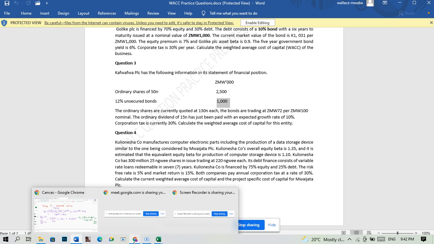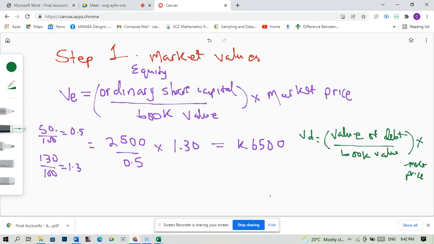So we're going to substitute in our equation here. So we're going to say VD equals, so the value of debt is 1,000. Okay, then the book value of the debt is 100 multiplied by 72, which is the market price of the debt. Okay, so we're going to cross out these zeros. So 10 times 72, we get 720 kwacha.